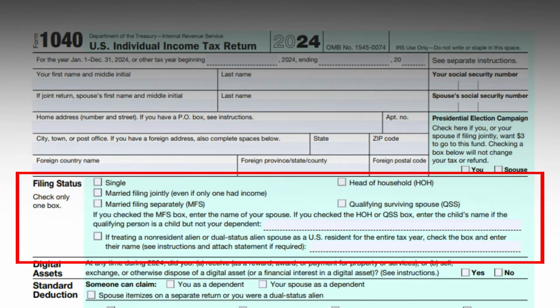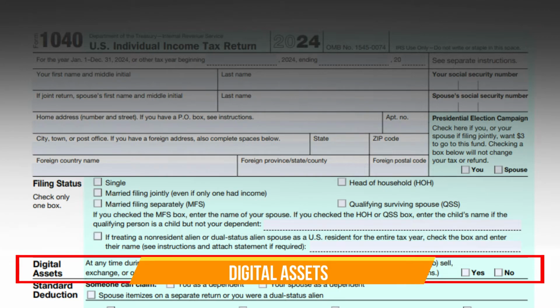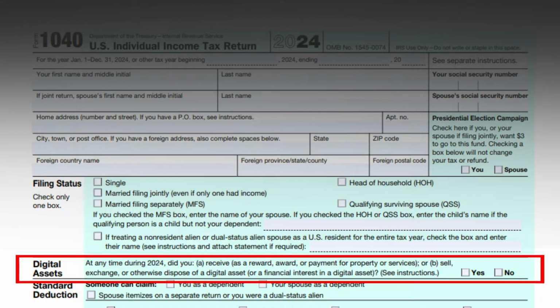You're getting into some specific sections that ask about digital assets, dependents, and other factors. Let's break it down. Digital assets. This section is about digital assets, cryptocurrency, NFTs, etc., and whether you had any transactions involving them. Yes, if you received, sold, exchanged, or disposed of digital assets. Checked yes, you will likely need to complete Schedule 1, additional income and adjustments to income, and possibly other forms depending on the nature of the transaction, like Schedule D for capital gains. No, if you didn't do anything related to digital assets.